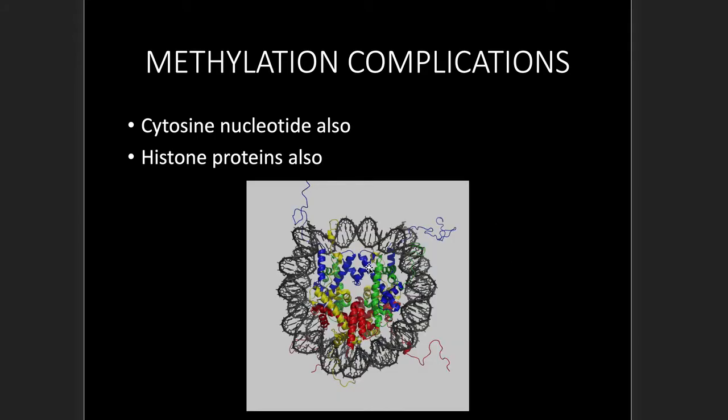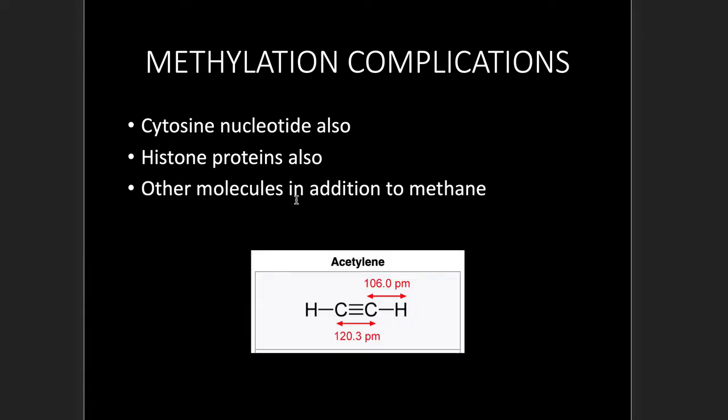Now next, those histone proteins can also be methylated. You see these tails sticking out? So you've got the histone proteins in the core here, but they have tails sticking out. Those tails can also be methylated. Thirdly, there's other molecules in the mix here. It's not just methyl groups.